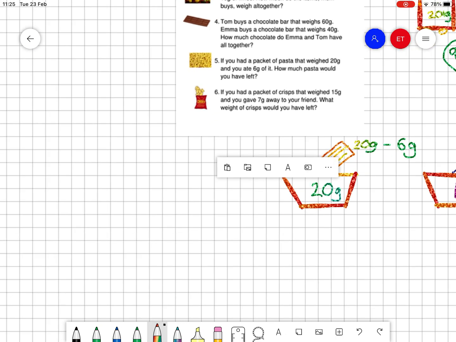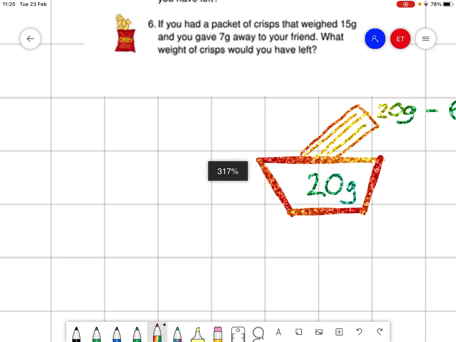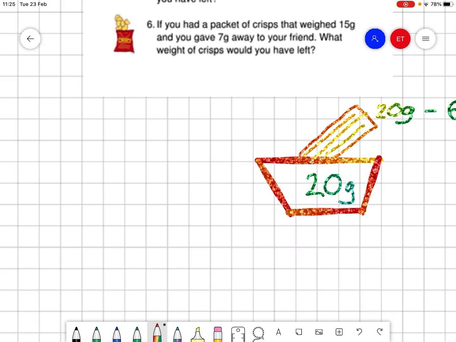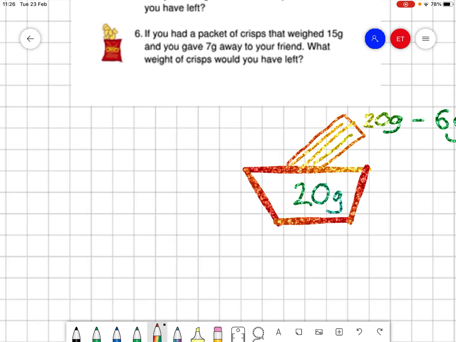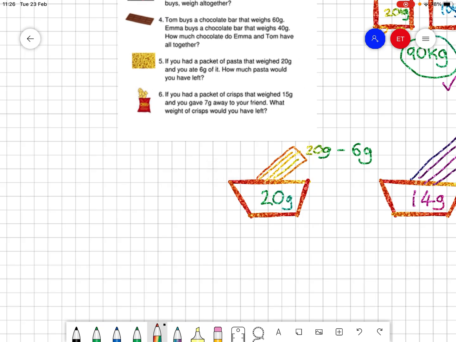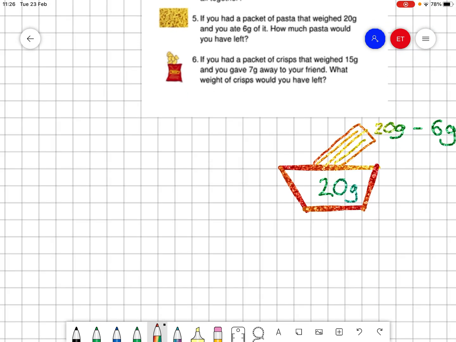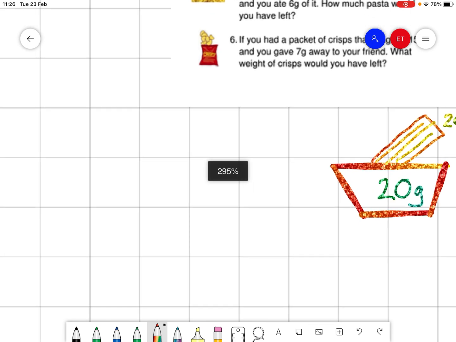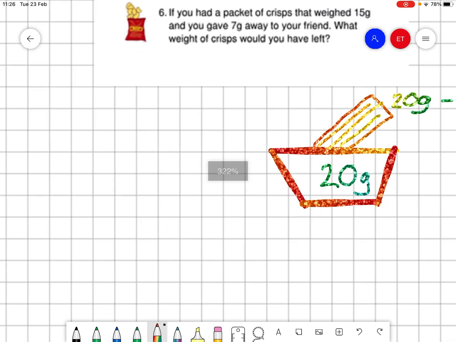And let's do one more from this one. If you had a packet of crisps that weighed 15 grams and you gave 7 grams away to a friend, what weight of crisps would you have left? Again, honestly, some of these word problems, I don't know why you would ever need to do that. So let me think of an example in real life.